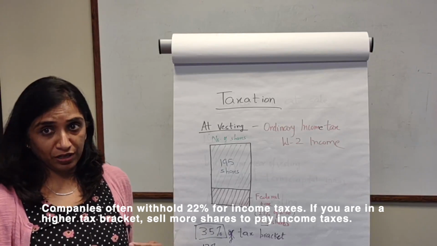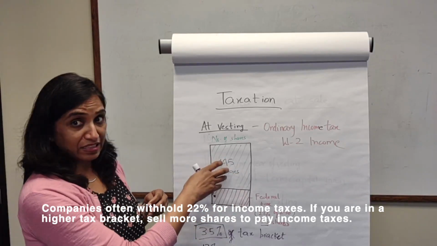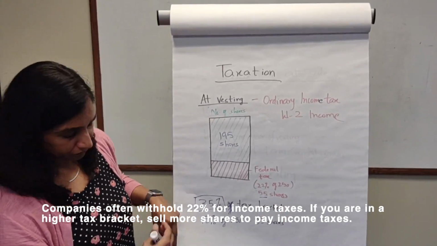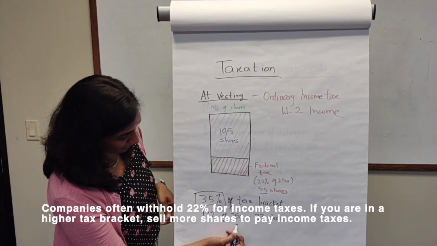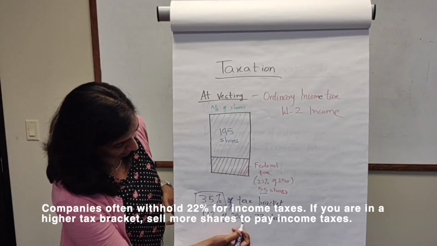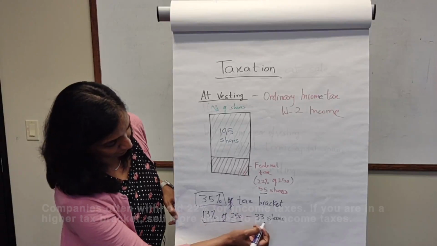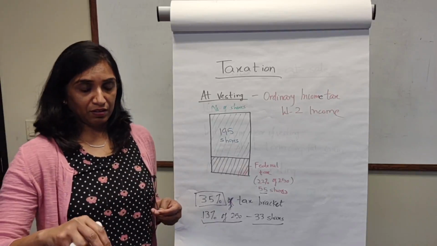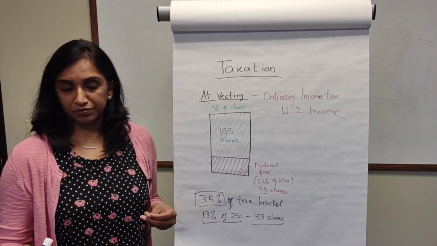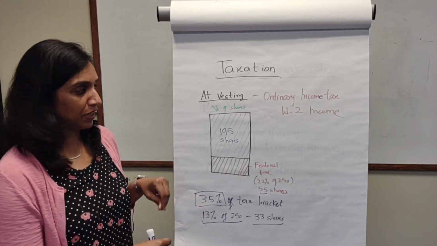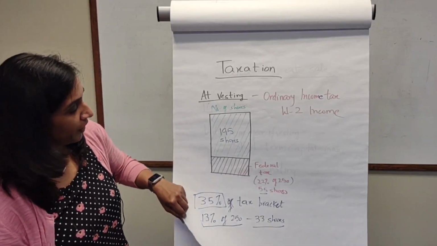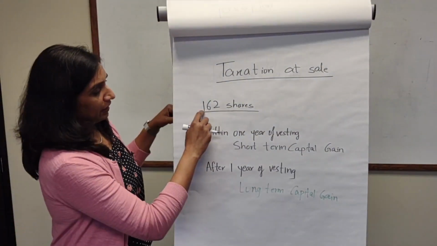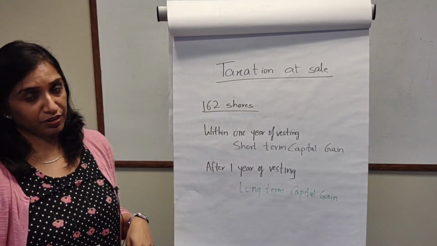So that's something that you have to think about: even though you're getting this, you might owe more taxes on your vest. So typically what we say is that you take this amount, 13% of 250 shares, which is equal to 33 shares, sell that on the vesting date, and keep that amount separate in a savings account or something, so you have this money available for taxes when the taxes come due. Now, assuming that you have done all of this, you would be finally left with 162 shares in your account.